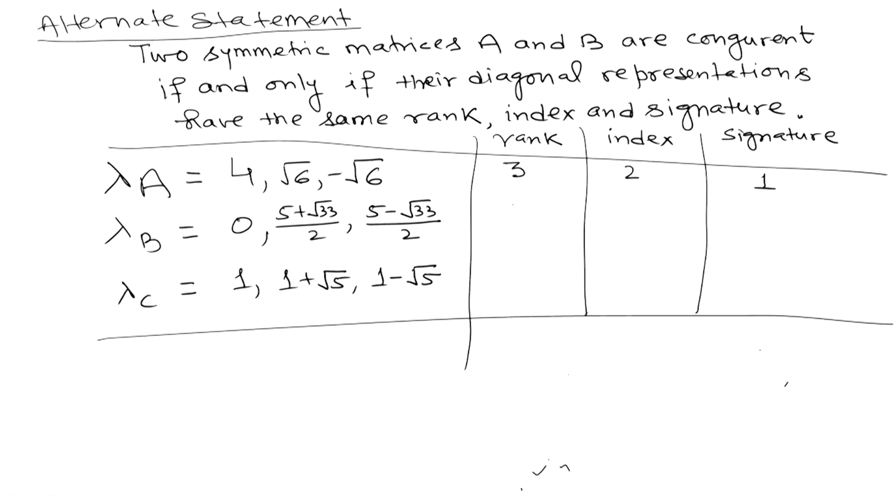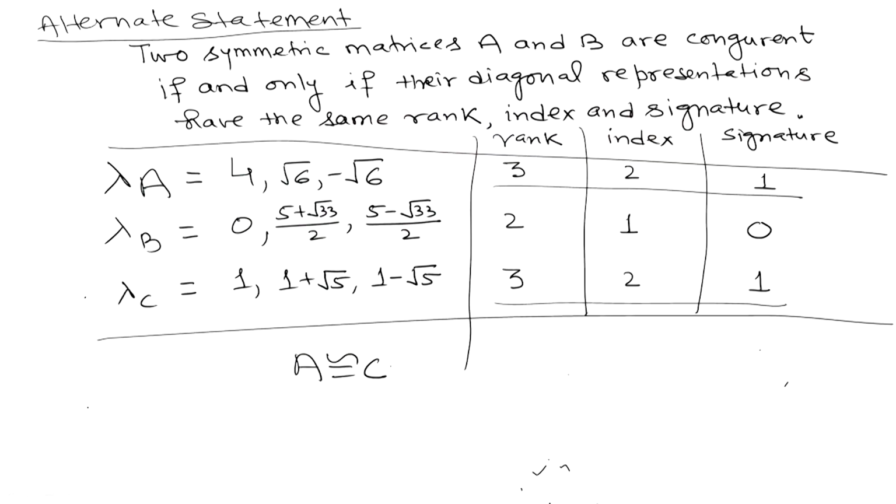For this matrix the rank is 2 because one of the entries is 0, the index is 1 because only (5 plus root 33)/2 is the positive entry, and the signature is 1 minus 1, 0. For this matrix again I have rank 3, index 2 and signature 1. So, if you see here, matrix A and matrix C have the same rank, index and signature. So, A and C are congruent.